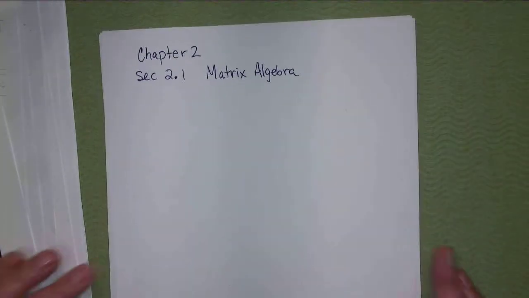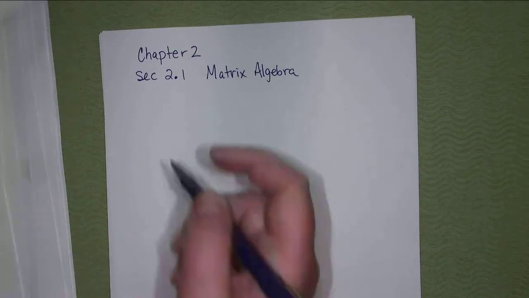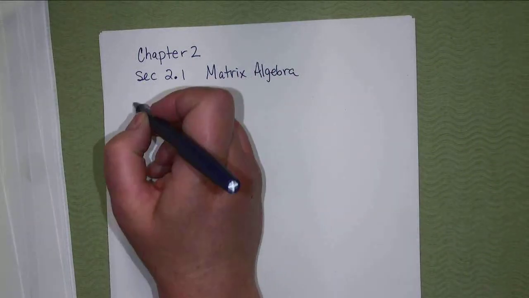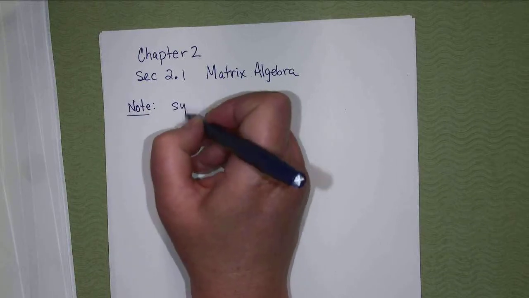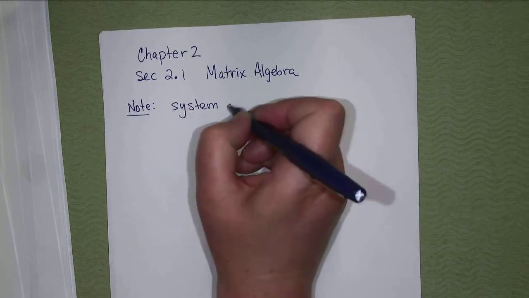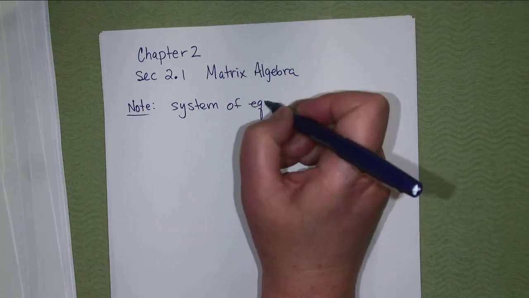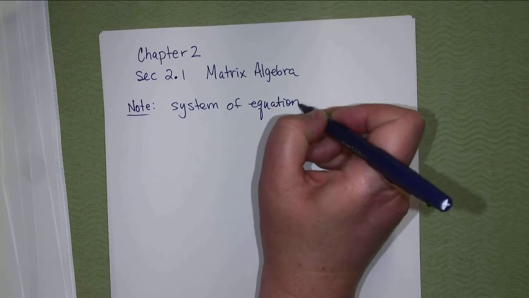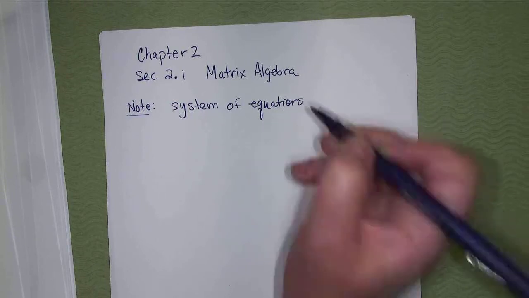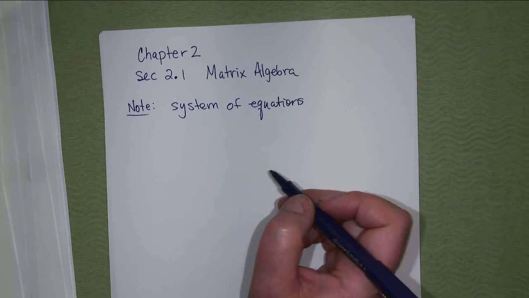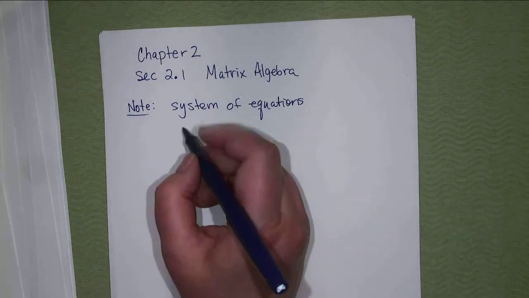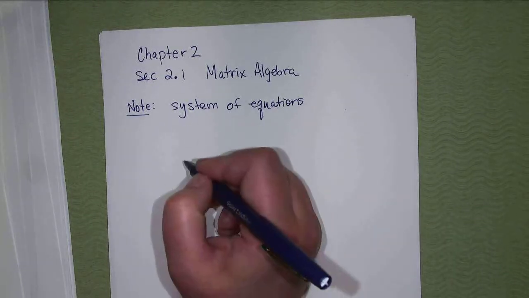Okay, so section 2.1. First, let's just note, a system of equations. This is not new. We've just been solving them. That's what we were writing out. A system of equations is more than one equation and more than one unknown.